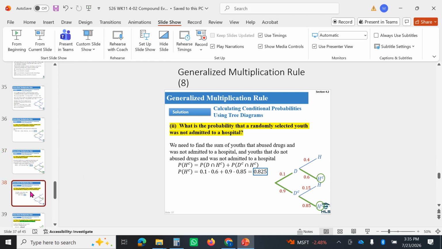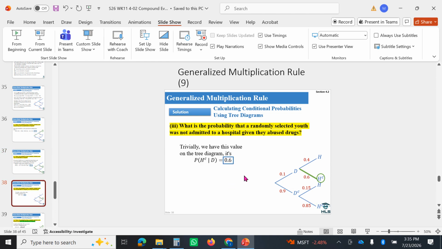And we just figured out what is the probability the randomly selected youth was not admitted to a hospital given they had abused drugs? There's only one path to go: abuse drugs on this side, and then not admitted to a hospital. There's your complement, 60%.